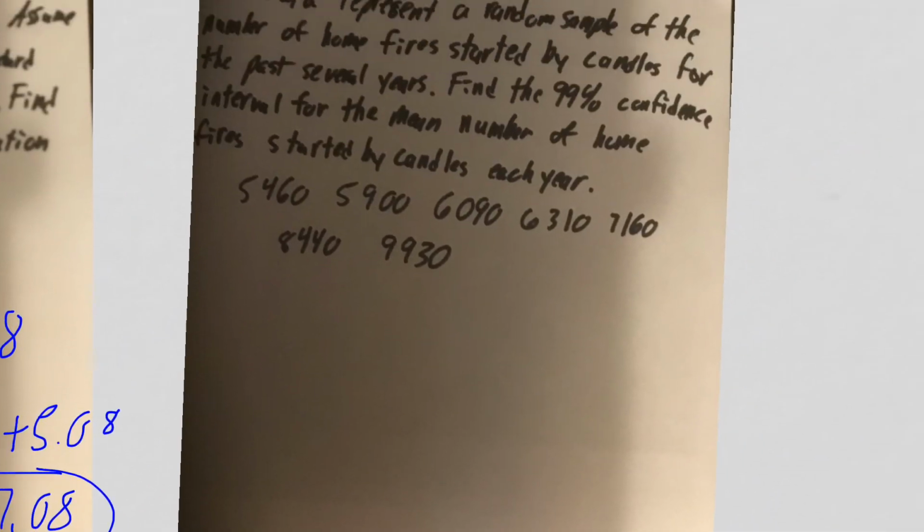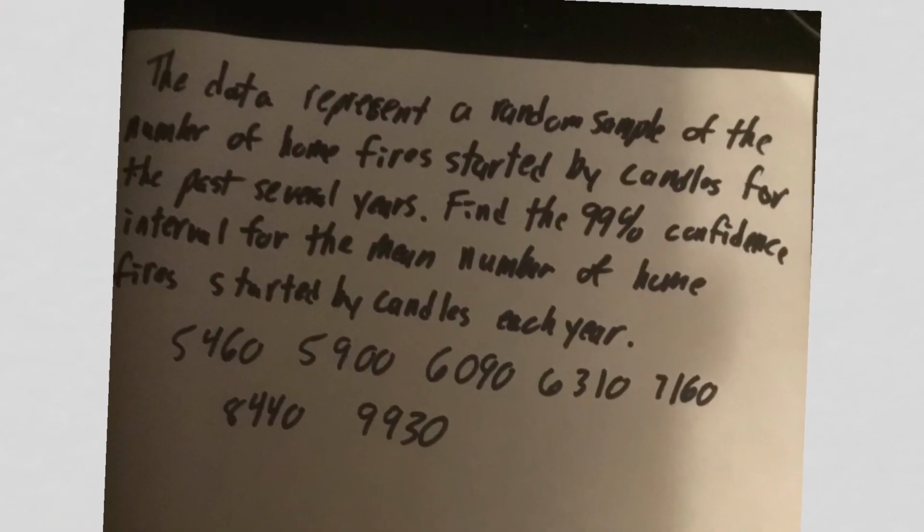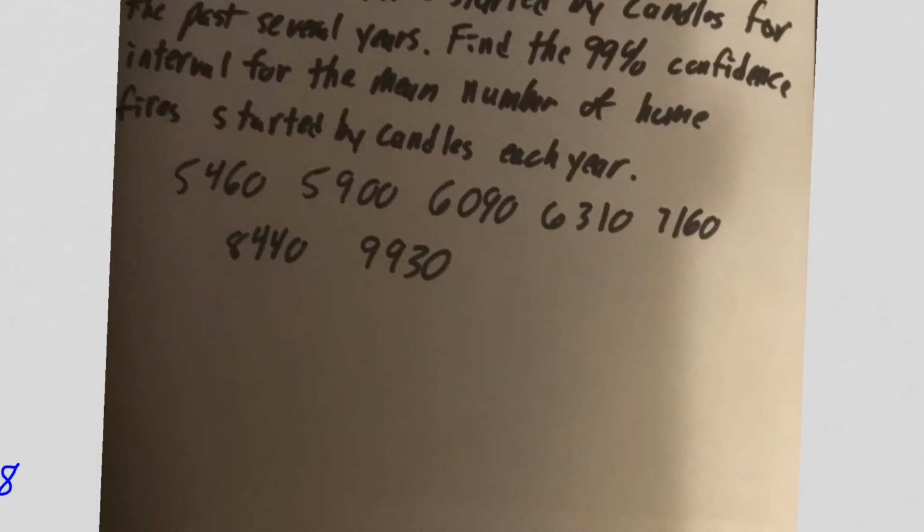So our next example says the data represents a random sample of the number of home fires started by candles for the past several years. Find the 99% confidence interval for the mean number of home fires started by candles each year. So this time it gives us the raw data. So before you can find your t-score, you need to go through and remember how we would type this in Google Sheets. We need to find the mean, so our sample mean. And then we need to find our sample standard deviation. So make sure and type that in your Google Sheets.